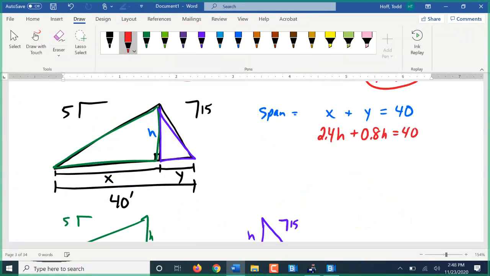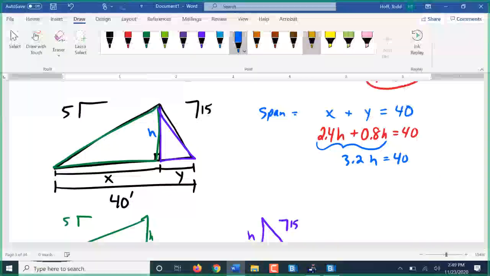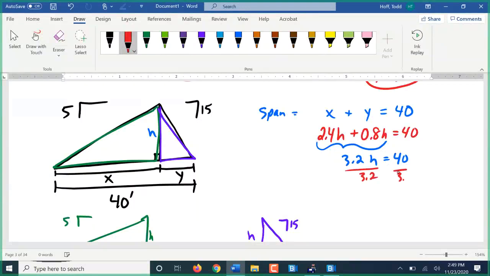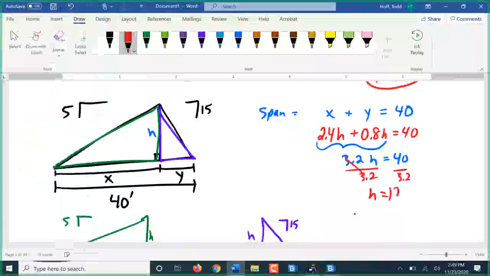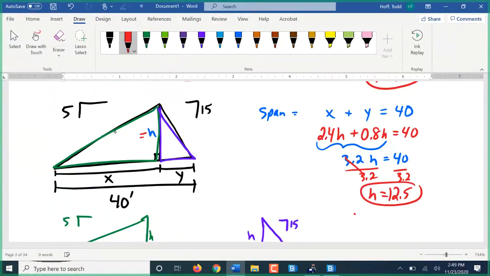So 2.4h plus 0.8h equals 40. The 2.4 plus 0.8 is 3.2h equals 40. And we'll divide by 3.2. H equals 40 divided by 3.2, which is 12.5. So h here is 12.5 feet.